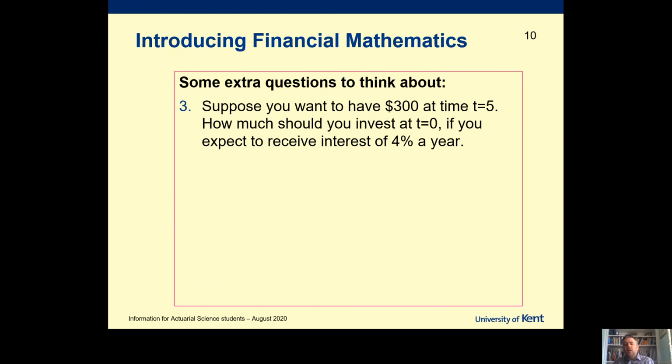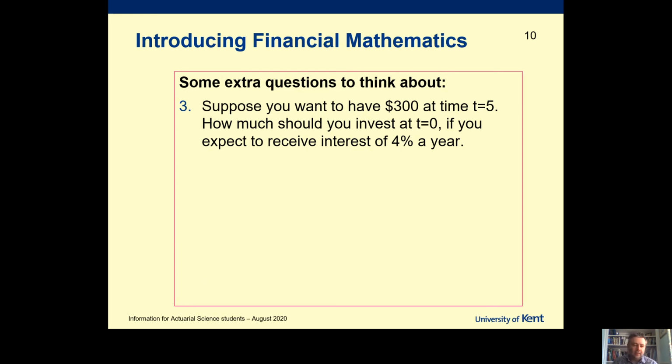This one reverses the idea of investment, and rather than saying we invest a known amount and how much will we have at time 5, this one is saying, suppose we want to have $300 at time 5. We're saving up for something that we know is going to cost us $300. How much should we invest now in order to get to $300?